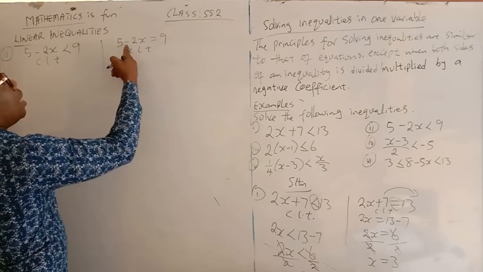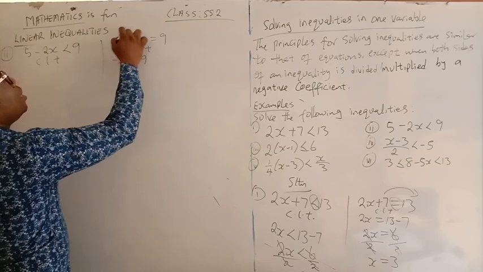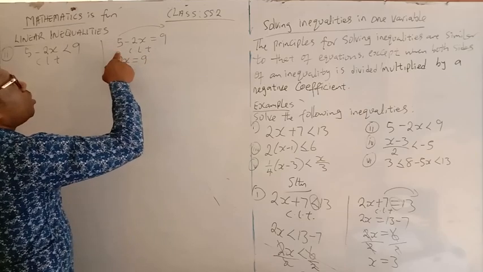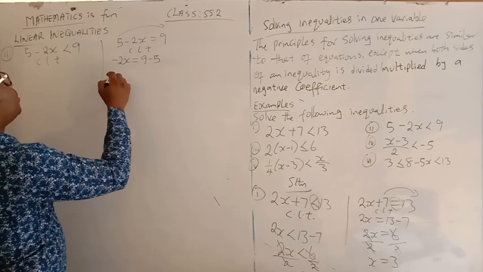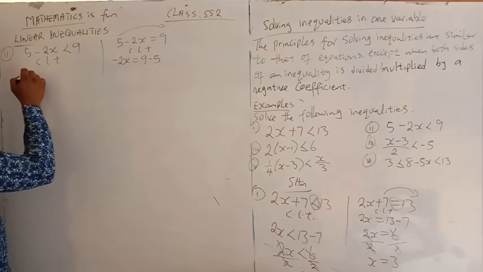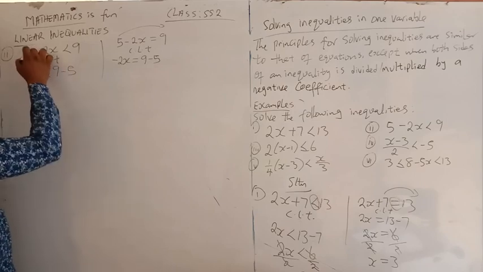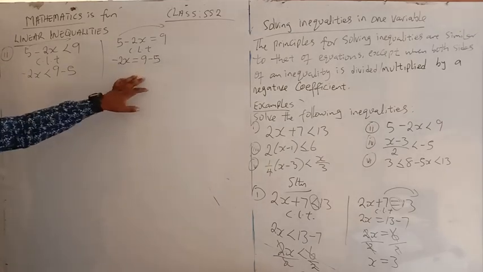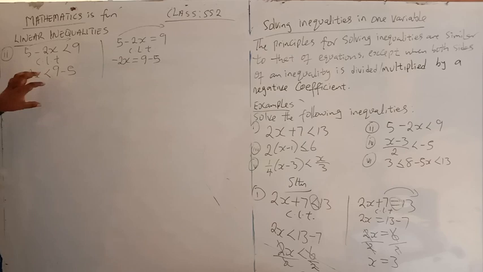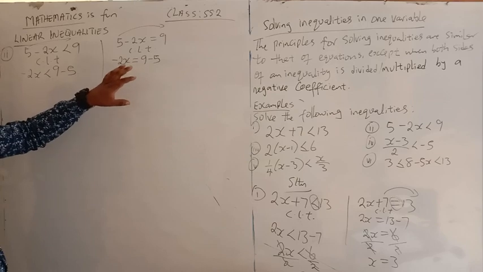Look at it. I'm leaving my coefficient on the left-hand side. I'm moving the constant to the right-hand side. The positive constant will become negative when it crosses the equal sign. Then, when you do the same here, you have negative 2x less than 9 minus 5, because we are moving the 5, positive 5, to the right-hand side from the left-hand side. So what we are trying to explain here is that we follow the same principle for inequality and their equations.